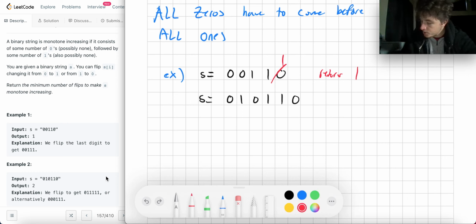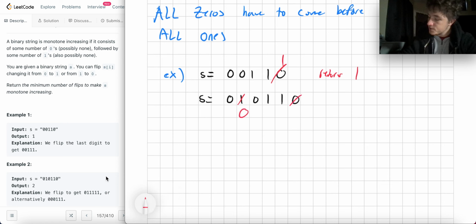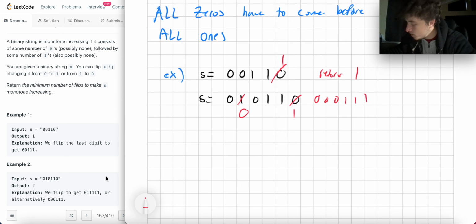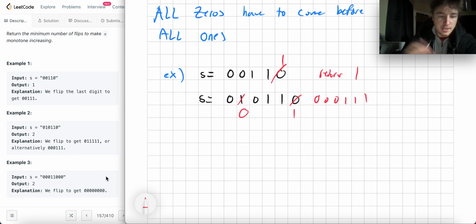But we could also turn this 1 into a 0 and this 0 into a 1. And that would give us 0, 0, 0, 1, 1, 1, which is 2 operations, 2 flips, and it's also monotone increasing. All right, and then the third example is more of the same stuff.